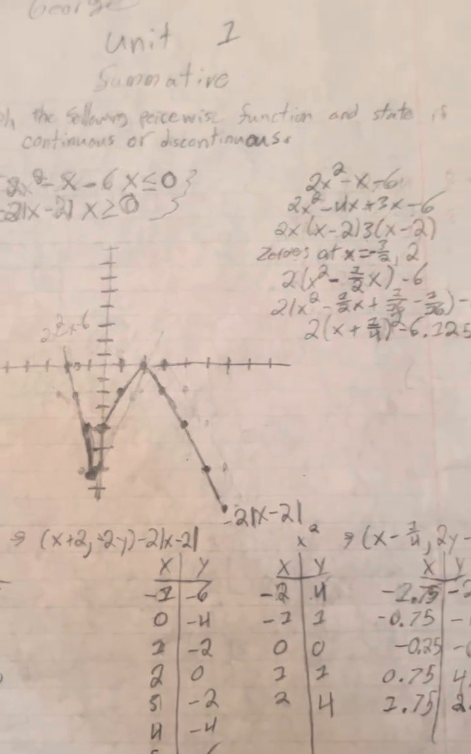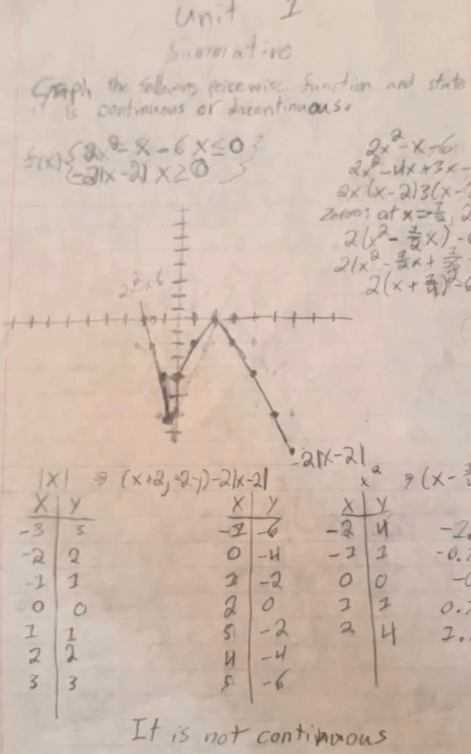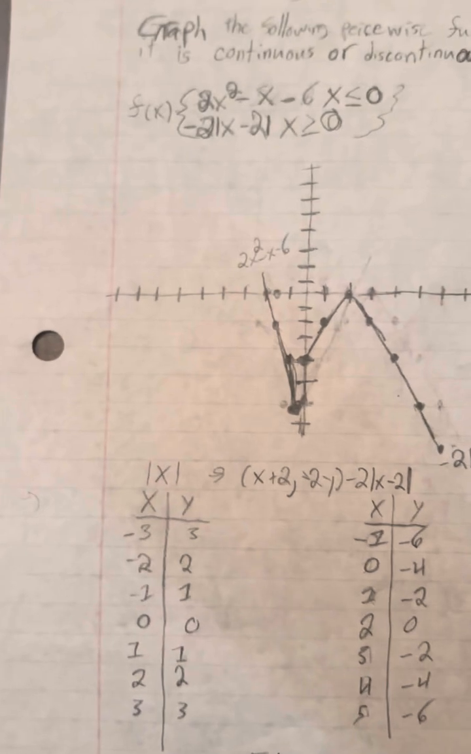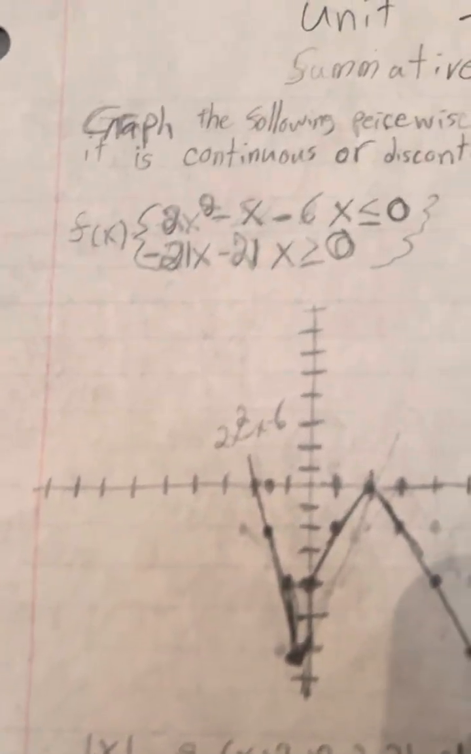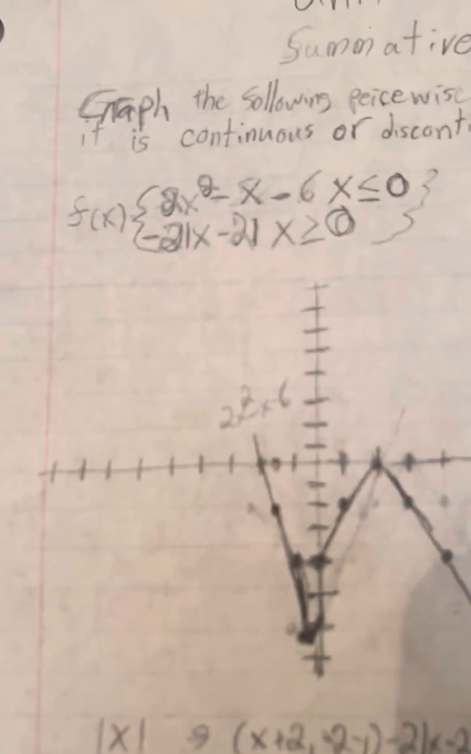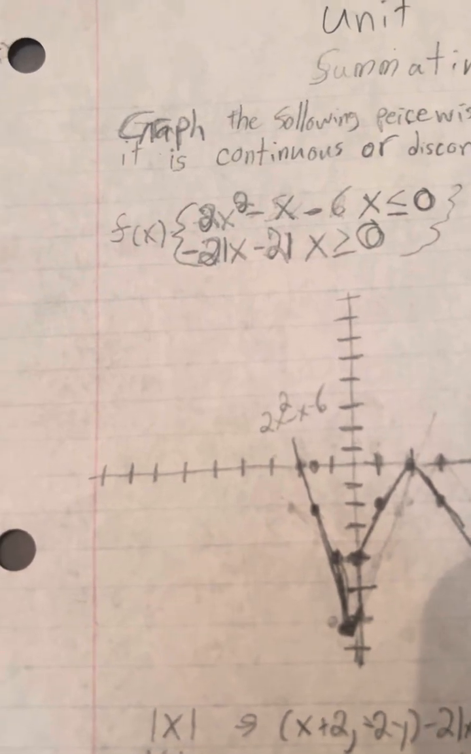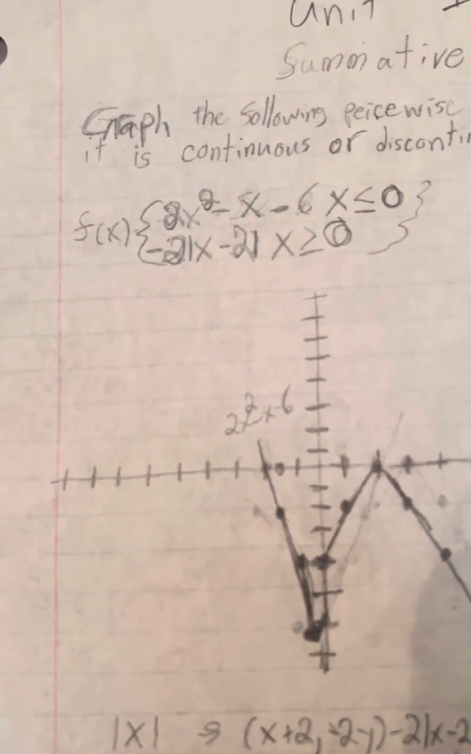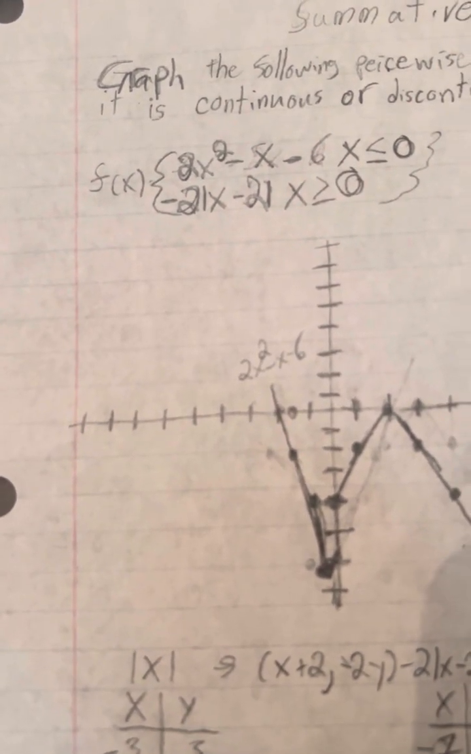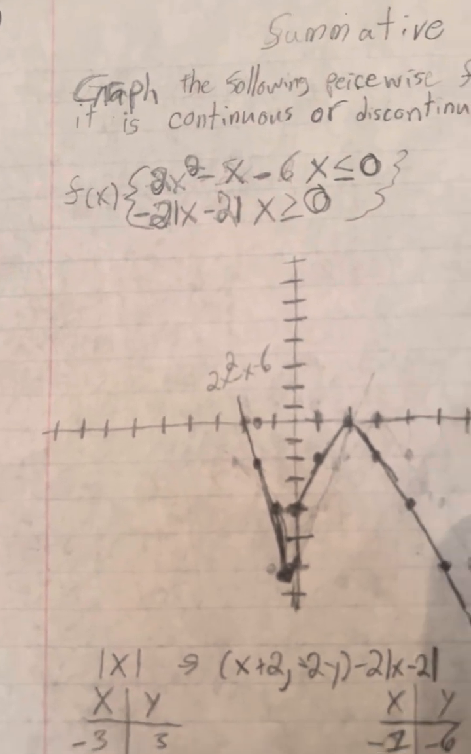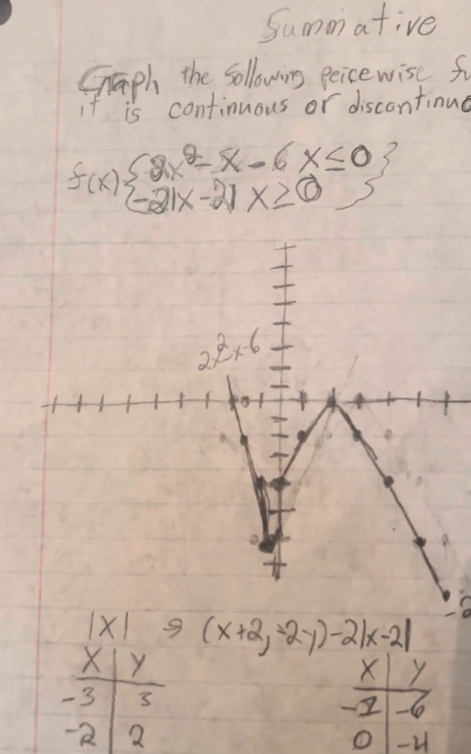Graph the following piecewise function and state if it is continuous or discontinuous. So my piecewise function is 2x squared minus x minus 6, where x is less than or equal to 0, and negative 2 absolute value of x minus 2, where x is greater than or equal to 0.